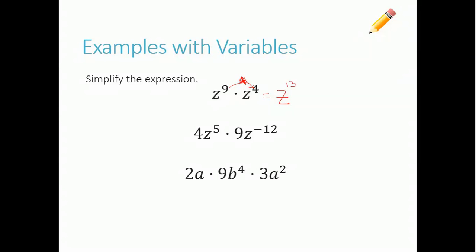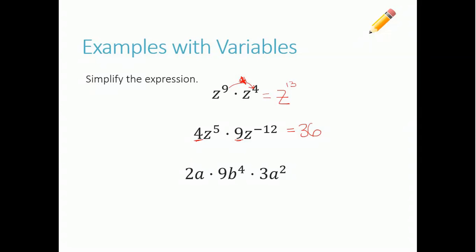9 plus 4 gives me 13. Now, what if we start to add a little bit of numbers with this? That's okay. All you need to do is multiply the actual numbers like you normally would have. So this would be 4 times 9. So I'll get actually a 36 sitting out here.